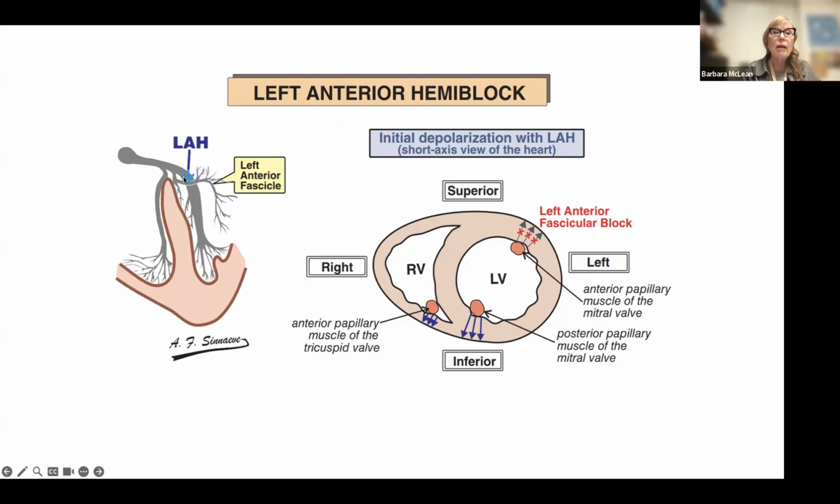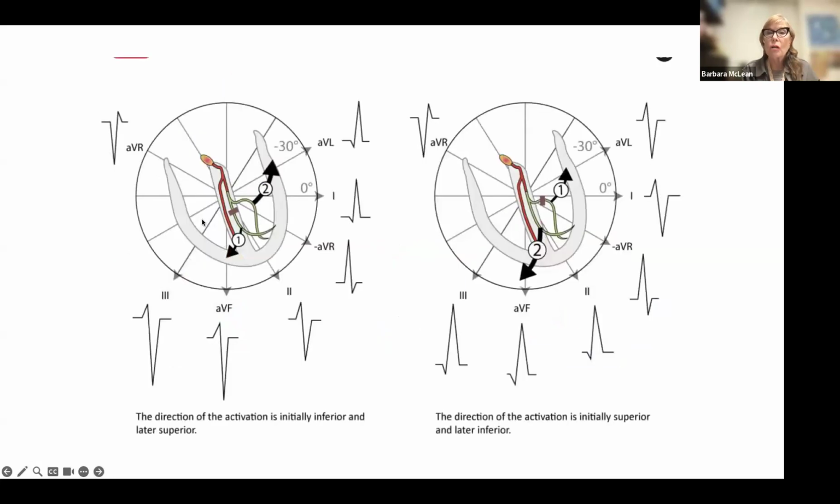So you can see here, my left anterior fascicle is blocked. My posterior fascicle is going to be now in charge of the heart. Now that's going to give me a very significant visualization. So don't get yourself too worried here. We're going to look at this only in the limb leads, okay? So if the posterior fascicle is in charge, so this is the anterior fascicle in charge. So let's go over here.